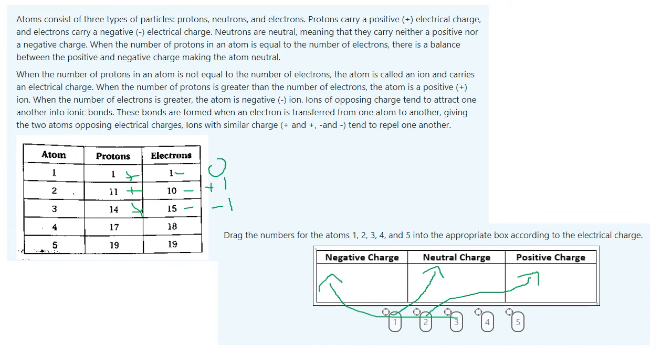Number 4, +17, -18, this would be a -1. So number 4 will also go into the negative box. And then number 5, 19 plus, 19 minus, 0 charge. Number 5 will go into the neutral box.